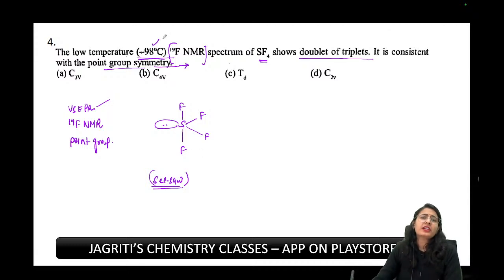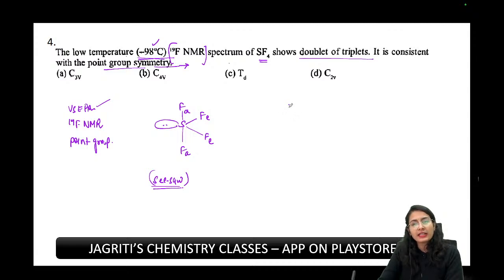So what will happen at low temperature? Fluxionality stops. Fluxionality means interconversion of all the fluorines will stop and it is going to be a rigid structure now. So if it becomes rigid, then there are two axial and two equatorial fluorines. How are they going to split? Sulfur is inactive because it has both even atomic mass and atomic number, so it is inactive.